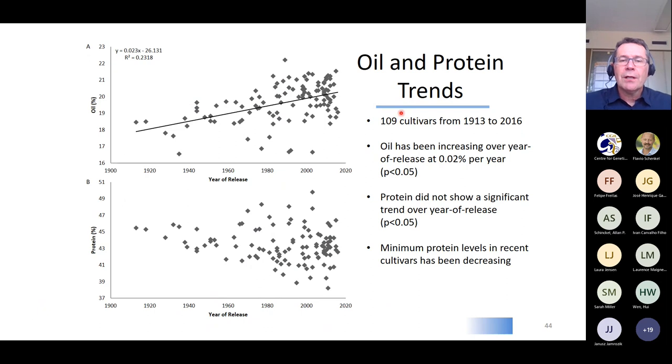For oil and protein, the trends were as follows. For oil, with increasing yield, we have been increasing the oil content as well, not necessarily deliberately, but some of the oil content QTLs are closely linked to high yield QTLs, so that can explain it. Protein, there was no trend whatsoever over the decades of breeding.